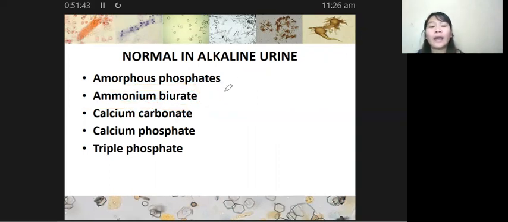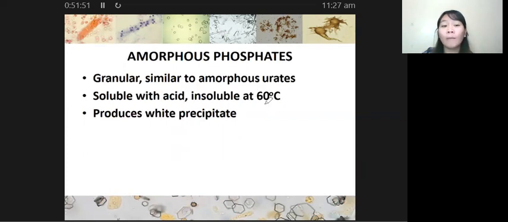Okay, so yan. So we have amorphous phosphate, so on and so forth. So let us discuss these different crystals. So una, we have your amorphous phosphates. So hindi na ako naglagay ng microscopic yung image ng ating amorphous phosphates. Why? Kasi parehas lang naman po sila ng itsura microscopically ng amorphous urates.